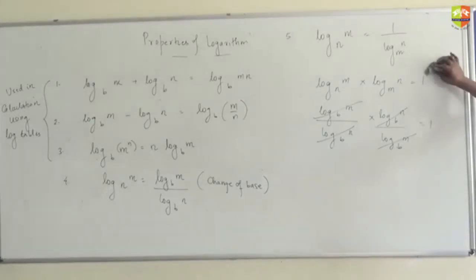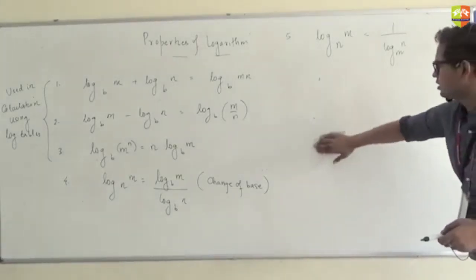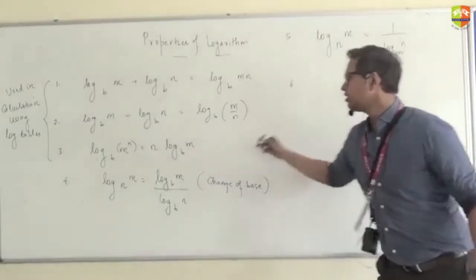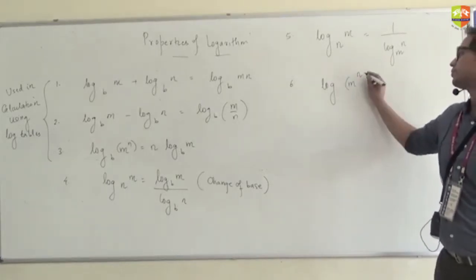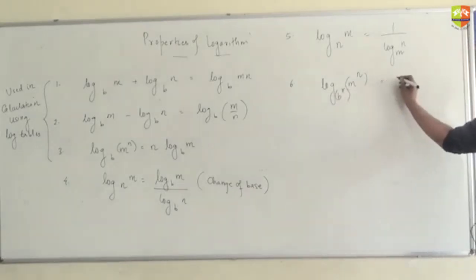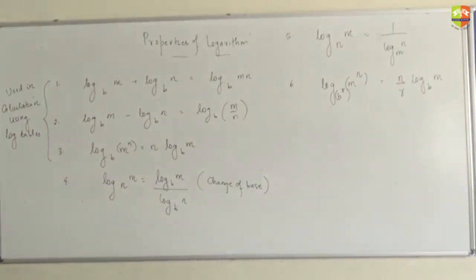Next property. The sixth property is basically a broader version of the third property. If I say log of m to the power of n and base is p to the power of r, then you can write this as n by r log m to the base p. Base is also to the power of r, m is also to the power of n. Then you can write this as n by r log m to the base p. Prove it.